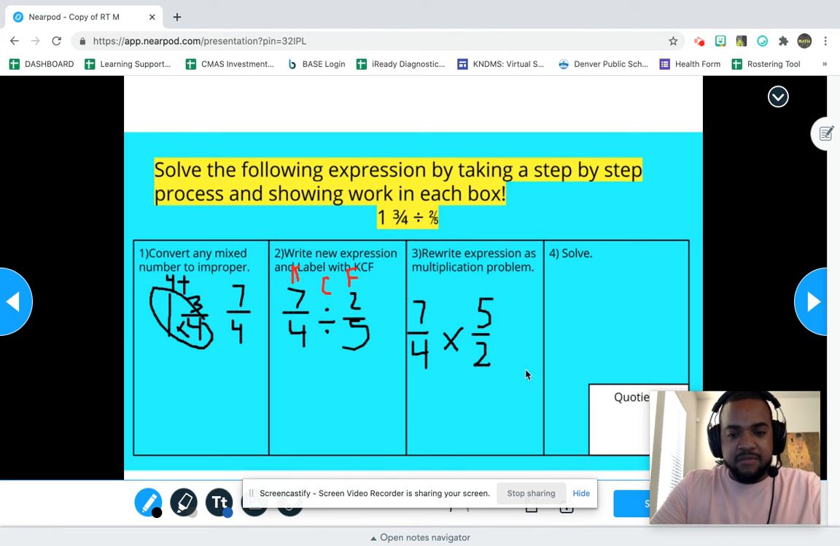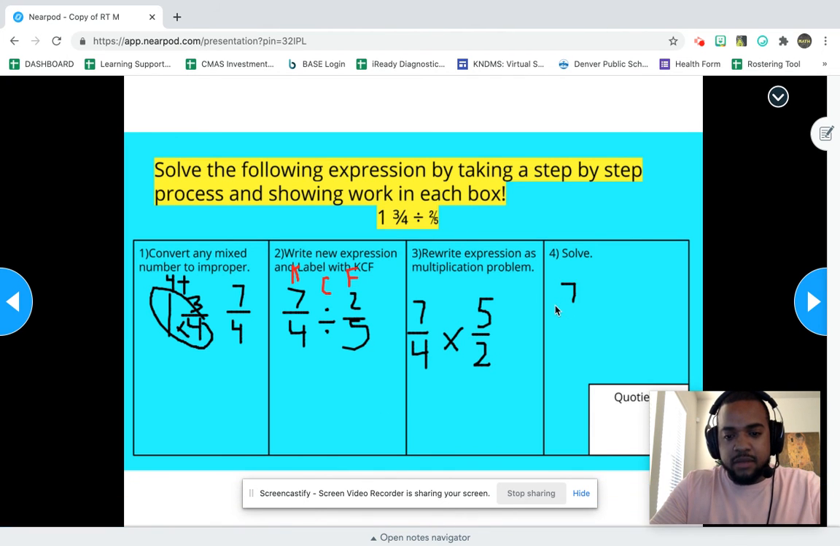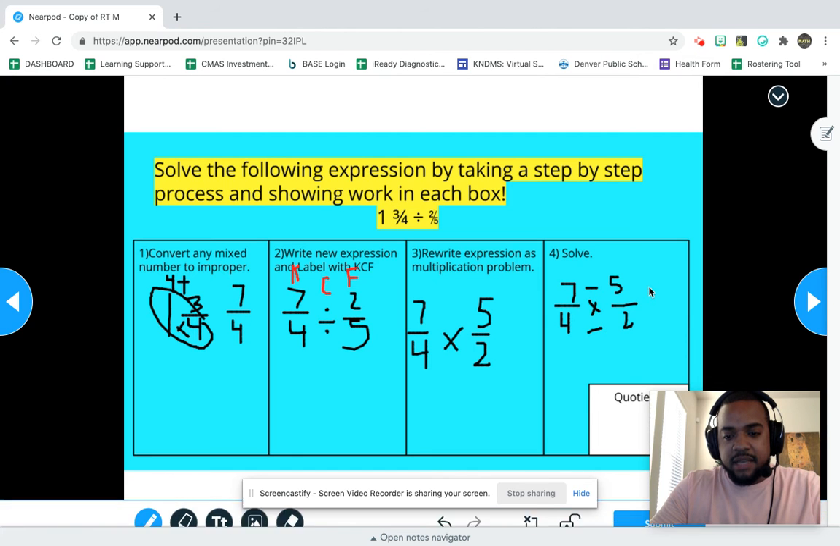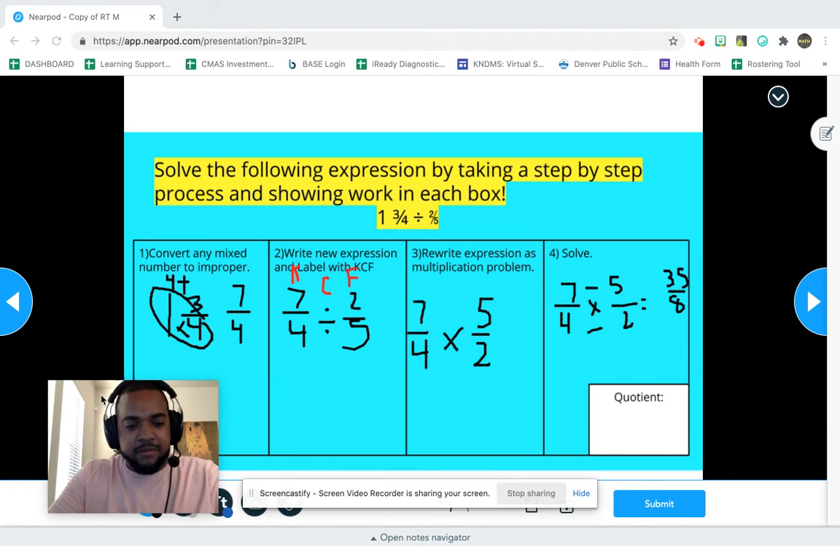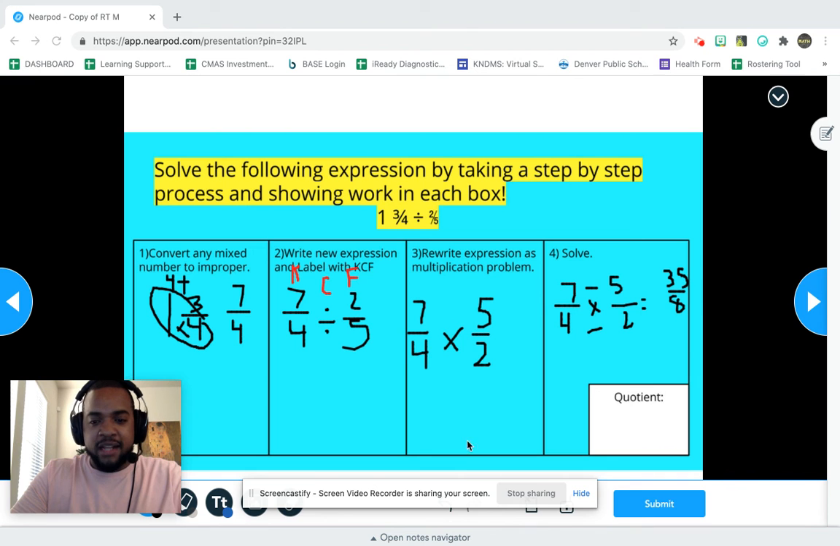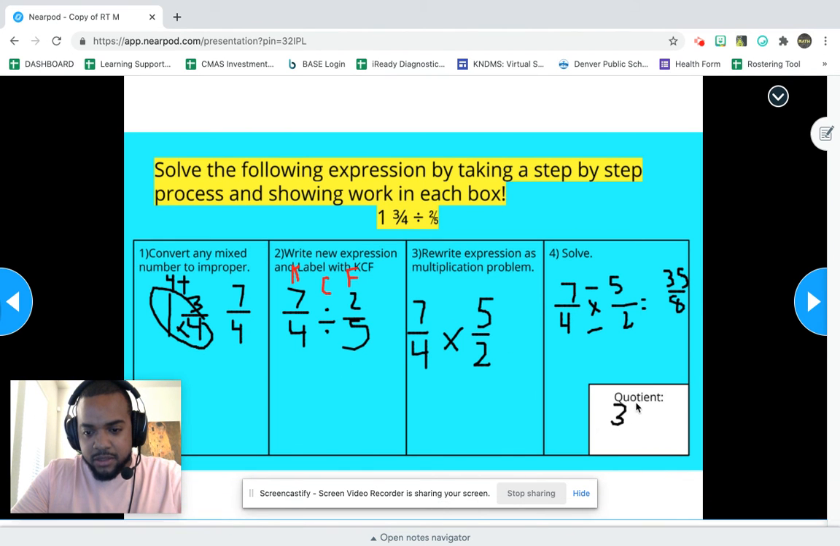And then my last and final step is I want to solve this. So I'm going to rewrite it. So I have 7/4 times 5/2. And when I solve, I just multiply straight across. 7 times 5, well, that equals 35. 4 times 2, well, that equals 8. Give me 1 second, move my face over here. So I know my answer right now is 35/8. So I'm going to go ahead and put that as my quotient. That's my answer to my division problem, 35/8.